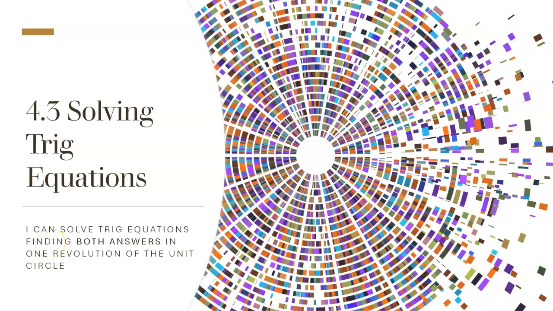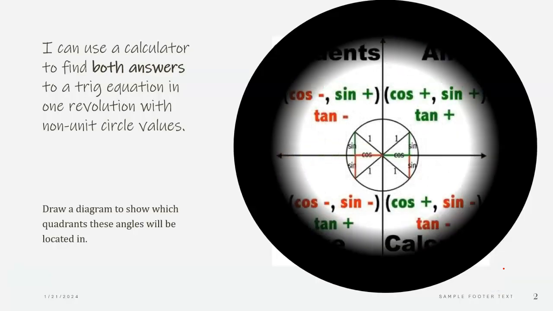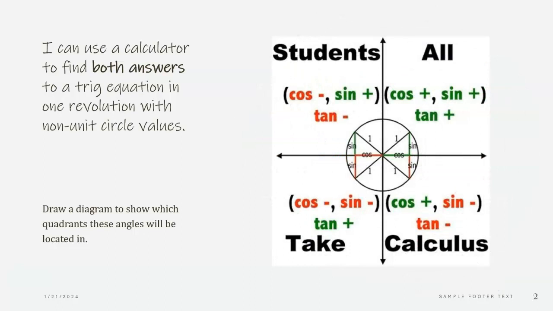3 is about equations involving trig and solving those. When you're solving trig equations on one revolution of the unit circle, there are two answers for every trig equation. So the thing to keep in mind as you're finding both answers in the trig equation is that every one of your three basic trig functions are positive in two different quadrants.